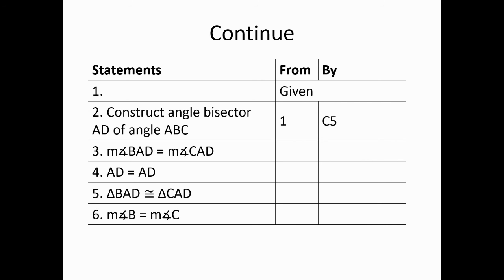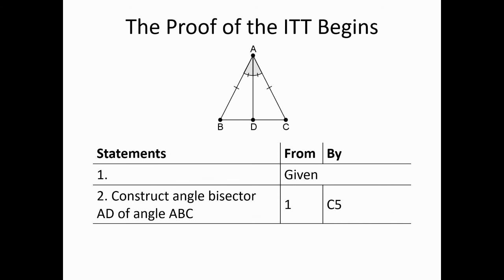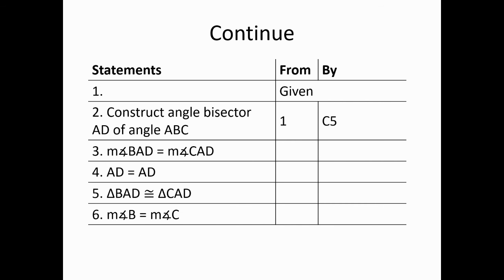So we've constructed in the angle bisector, and then we are told that angle BAD is equal to angle CAD. So let me go back and forth just a little bit. Angle BAD is equal to angle CAD. That follows from line number 2, which is where the angle bisector appeared, by the definition of bisector.